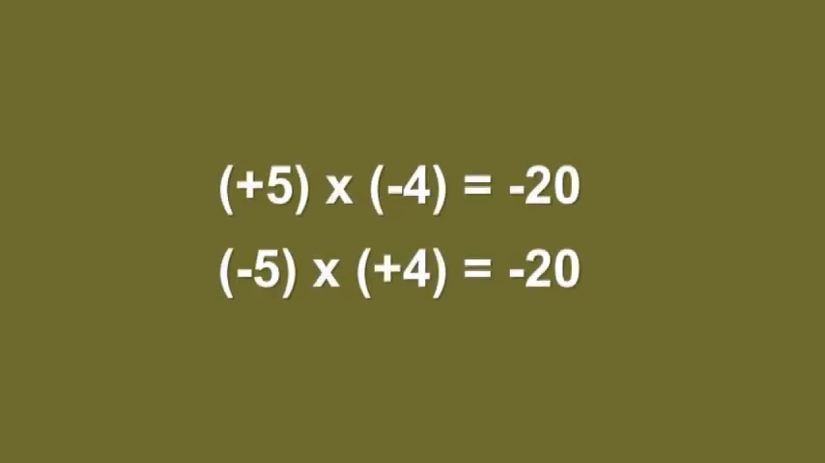Let's now try multiplying integers with different signs. Study these examples. Positive 5 times negative 4 equals negative 20. Negative 5 times positive 4 equals negative 20. What happened there? Let's go through how to multiply integers with different signs step by step.